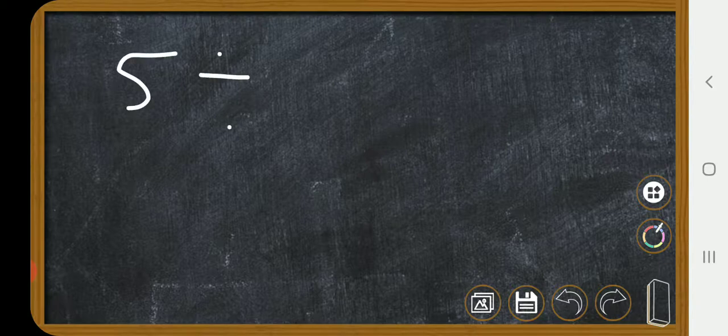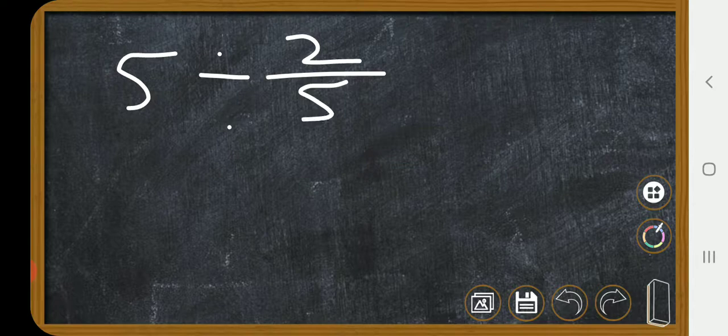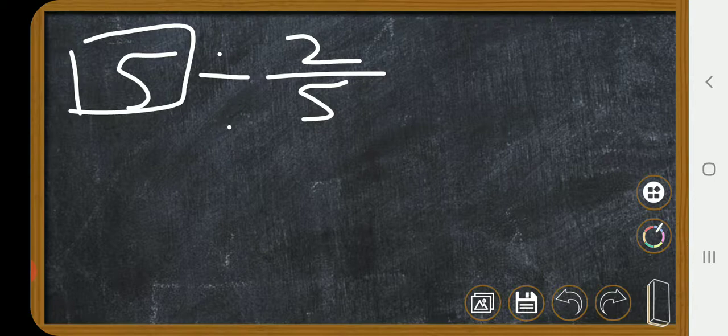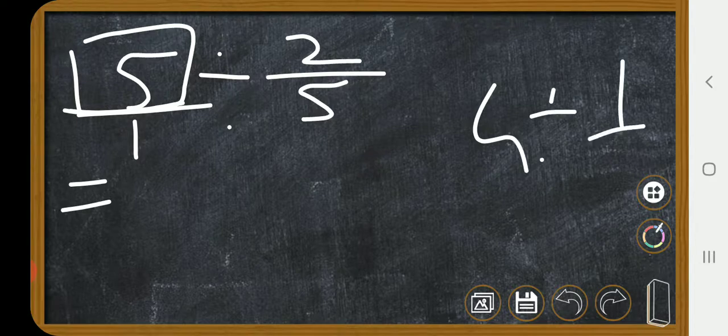5 divided by 2 by 5. You will see this way, this is the whole number or the natural number. Now how to do that? It doesn't have a denominator. Keep in your mind, if a number doesn't have any denominator, it always has a denominator of 1. Suppose this is 4 divided by 1 upon 2. Each and every natural number has denominator as 1. So we'll solve this in this way.